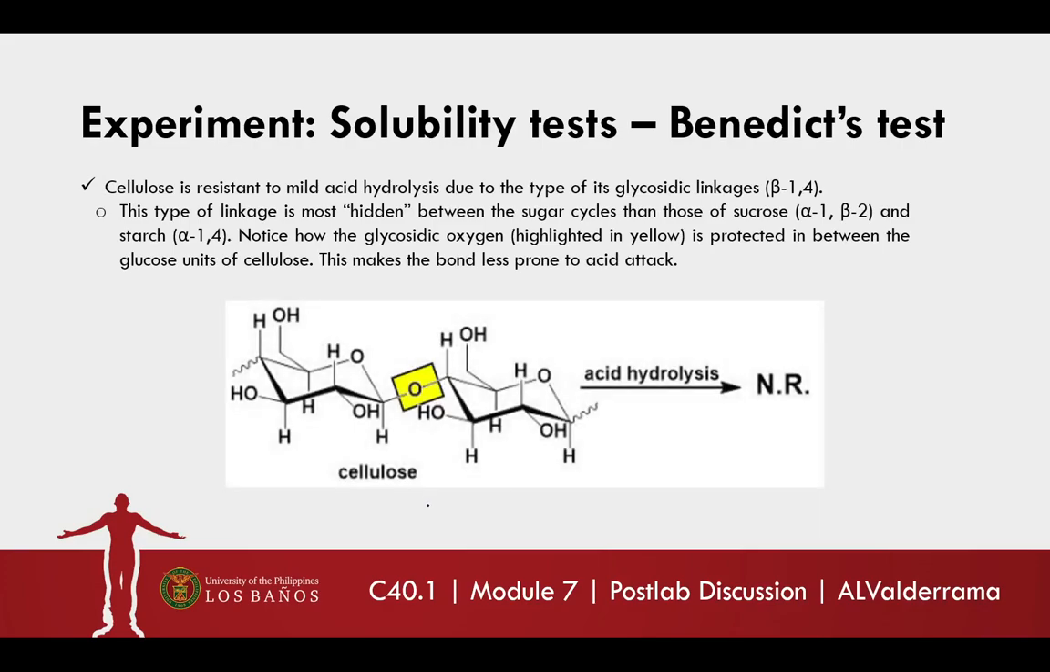For cellulose naman, cellulose is resistant to mild acid hydrolysis because of the beta-1,4 glycosidic linkages. So, ito yung ating beta-1,4. Ito yung 1, ito yung 4. And this type of linkage is most hidden between the sugar cycles. And through that, hindi madaling ma-cleave yung bond na to. That's why there is no reaction upon acid hydrolysis. Kaya wala kayong hydrolysate for cellulose.